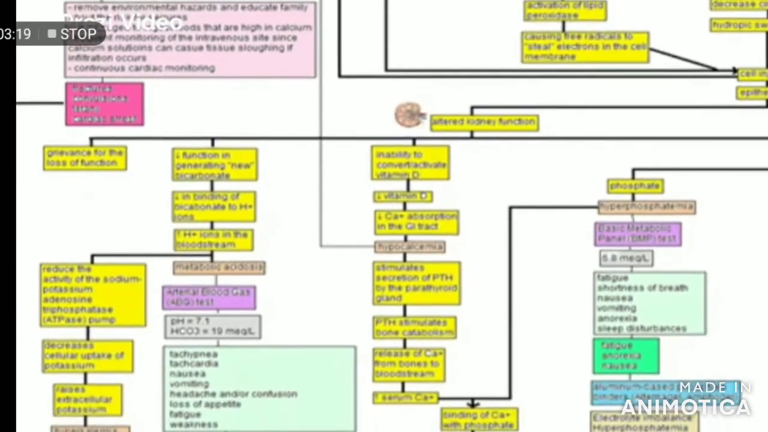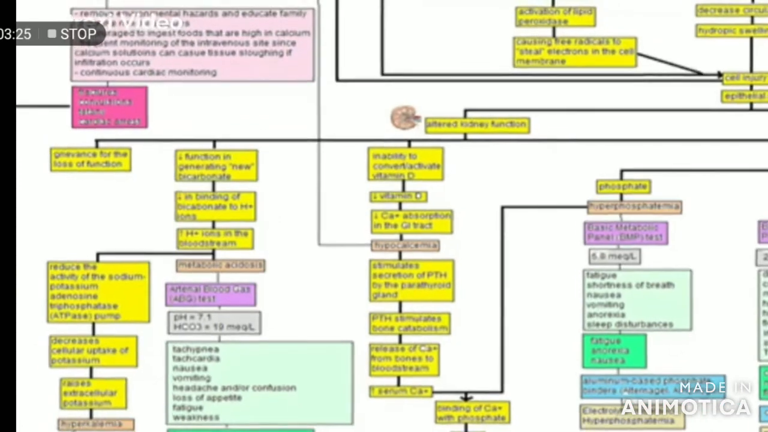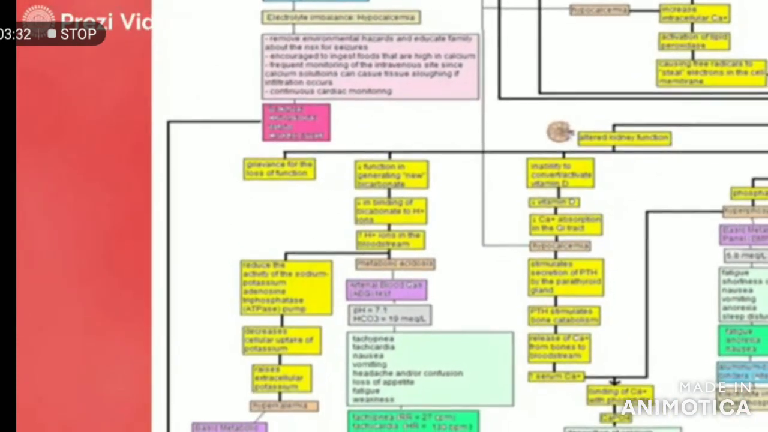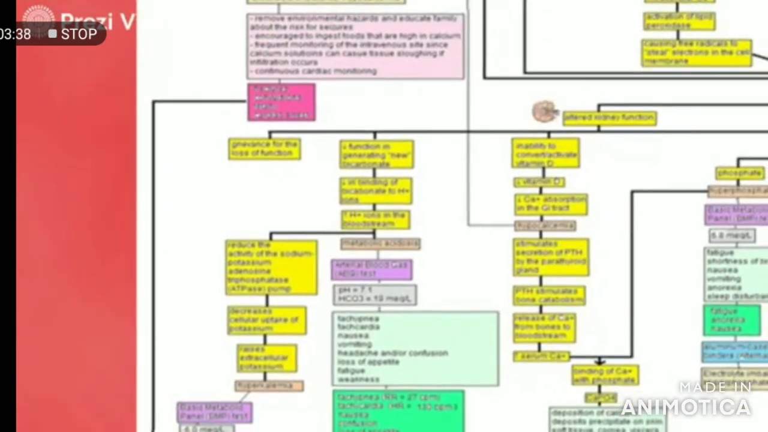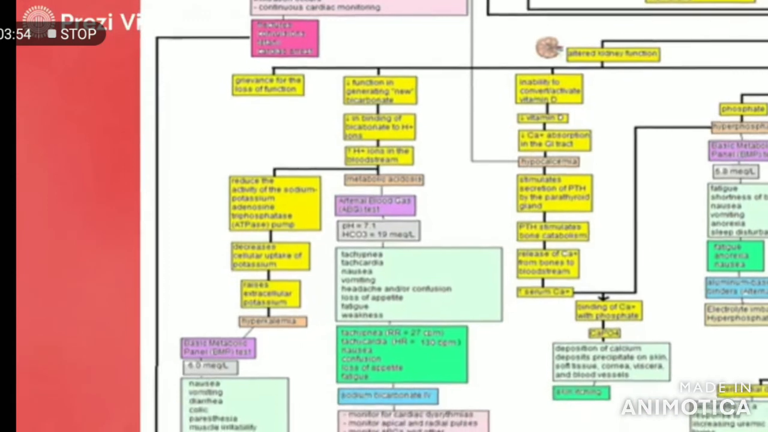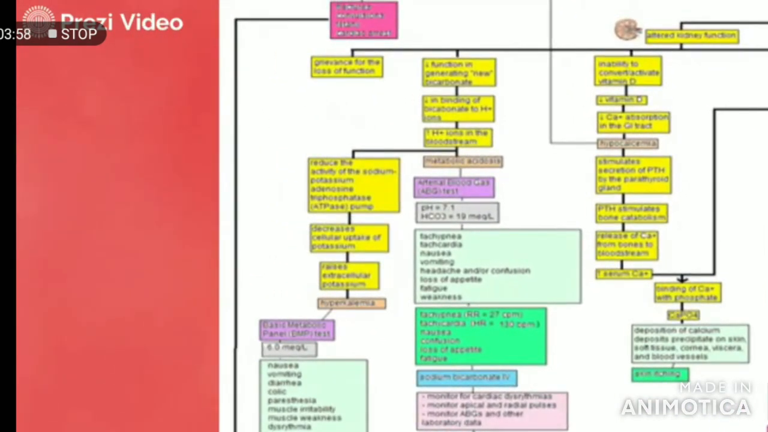First, there is a decrease in function of generating new bicarbonate, which will lead to a decrease in binding of bicarbonate to hydrogen ions. If there is a decrease in binding, this will lead to an increase in hydrogen ions in the bloodstream, which becomes a metabolic acidosis. An increase in hydrogen ions in the bloodstream reduces the activity of the sodium-potassium adenosine triphosphatase pump, which will lead to a decrease in cellular uptake of potassium. Then extracellular potassium rises, which again leads to hyperkalemia.